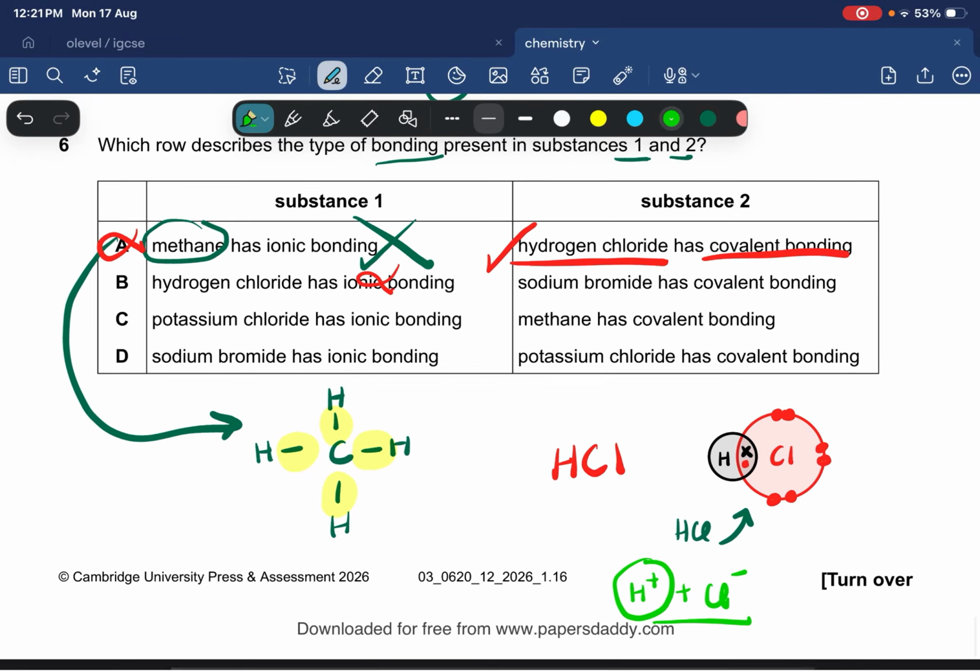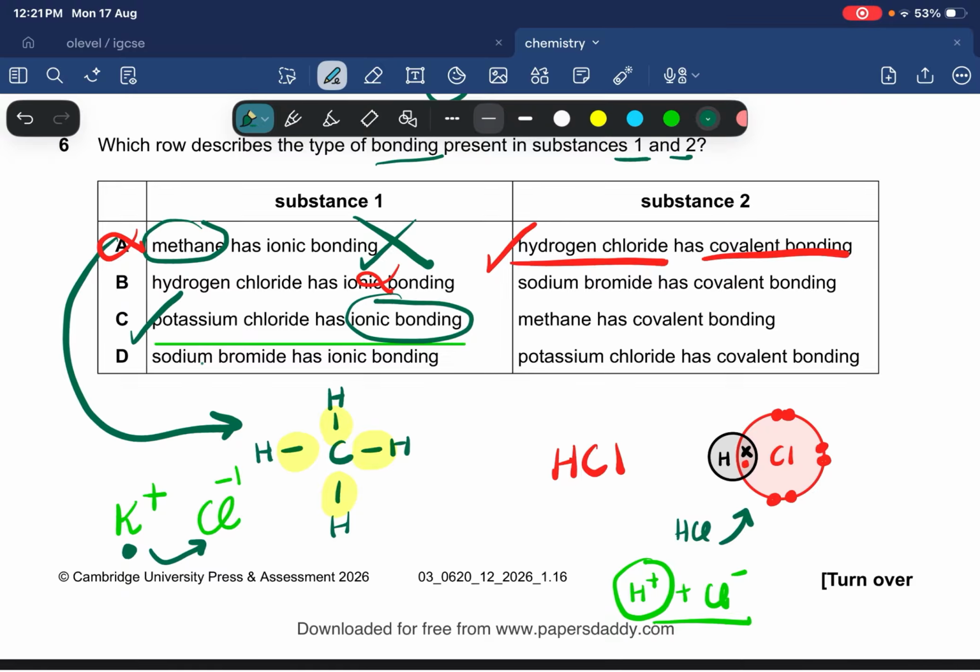Next, they're saying that potassium chloride has ionic bonding. Well, that's correct because potassium is going to lose one electron. It is in group 1. It has 1 electron in its outer shell. Chlorine is in group 7. It has 7 electrons in its outer shell. It just needs 1 to get 8. So it's going to take that 1 electron from the potassium. It's going to transfer. So there's an ionic bond. In ionic bond, there's a transfer of electrons.